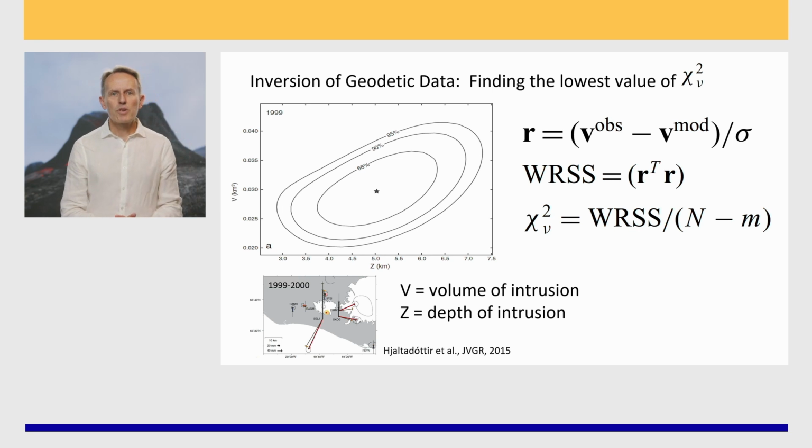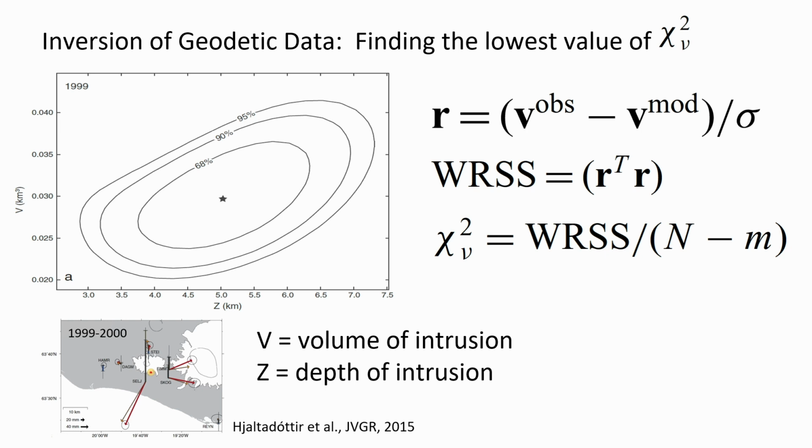Let's look further at this process for the Eyjafjallajökull 99 to 2000 intrusion. The main panel in this figure is an XY graph. There is one model parameter on each axis, the depth of the intrusion on the x-axis and the volume of the intrusion on the y-axis. These results are from the study of Hjaltadóttir and colleagues, and the GNSS data is fit to a penny-shaped crack model for a sill. In this space, the star marks the values of the parameters for the best fitting model that produce the lowest value for the reduced chi-squared.